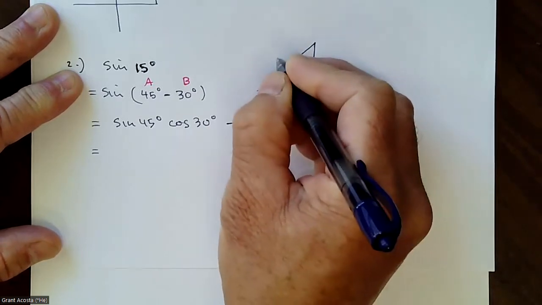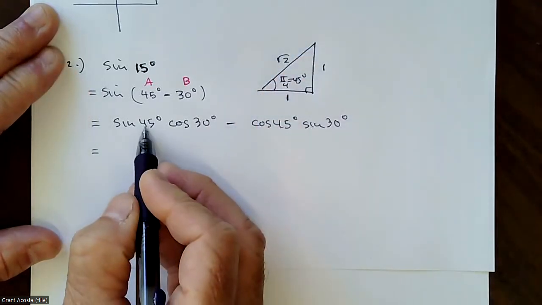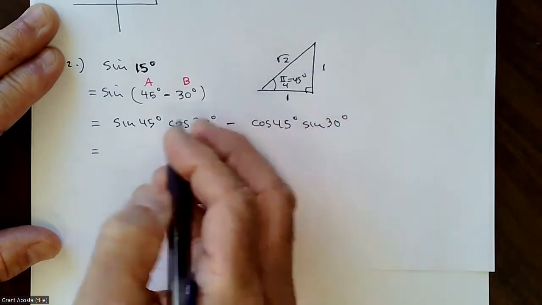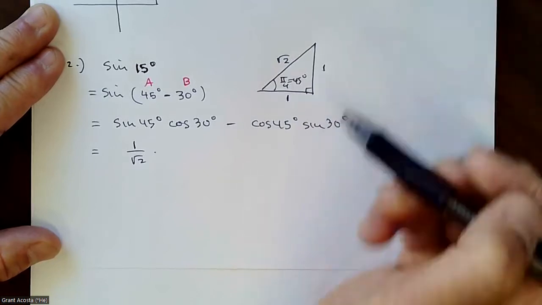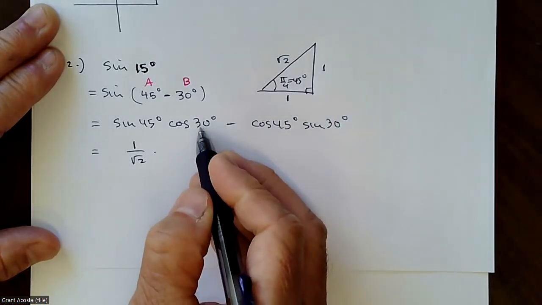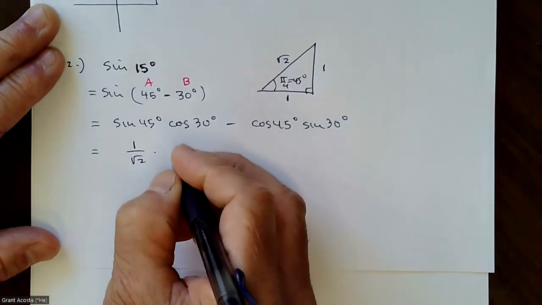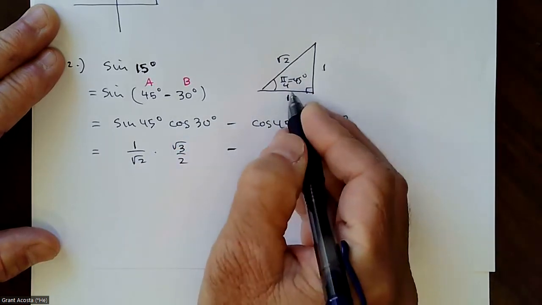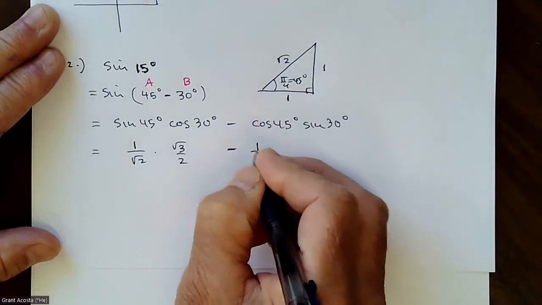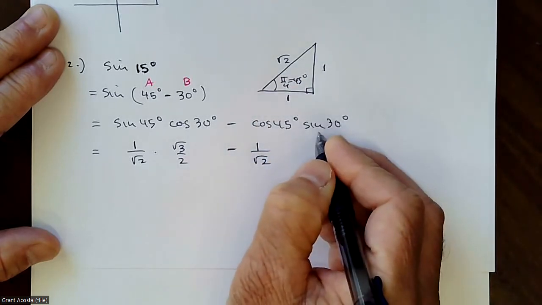1, 1, root 2. So sine of 45 degrees, opposite over hypotenuse, I get 1 over root 2. Cosine of 30, back to the other triangle. Remember, 30 degrees is the same as pi over 6. And that comes out to be root 3 over 2. Minus cosine of 45, adjacent over hypotenuse, times the sine of 30 degrees.